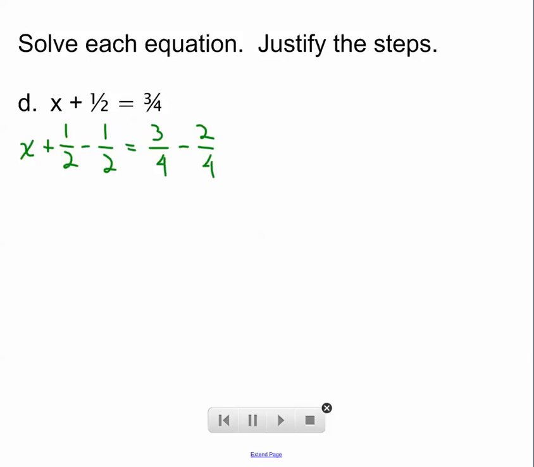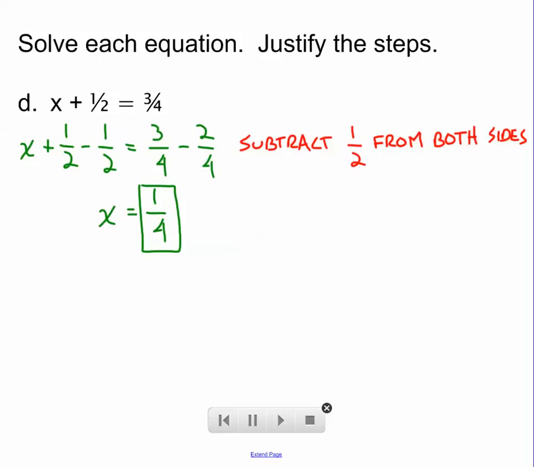Then we'll simplify both sides of the equation. I'm sorry, first of all, the directions say to justify my steps, so I'm going to do that. Subtract 1/2 from both sides. Now I'm going to simplify both sides of the equation. Combine like terms. 1/2 minus 1/2 is 0, so x plus 0 is x, and 3/4 minus 2/4 is 1/4. So my answer is 1/4, and all I did was simplify both sides of the equation. If I'm going to justify that step, that's what I'd write.